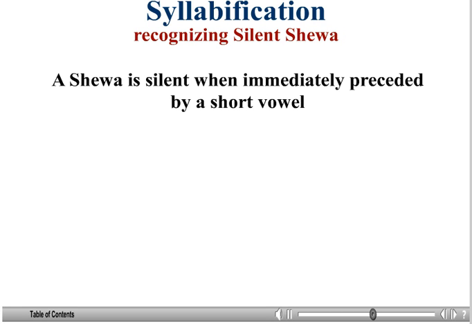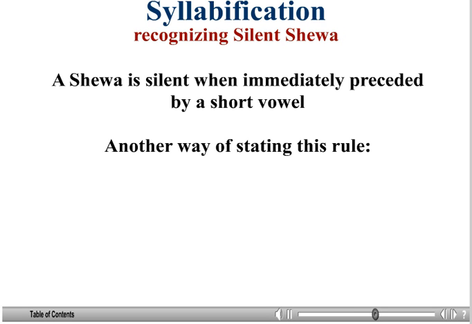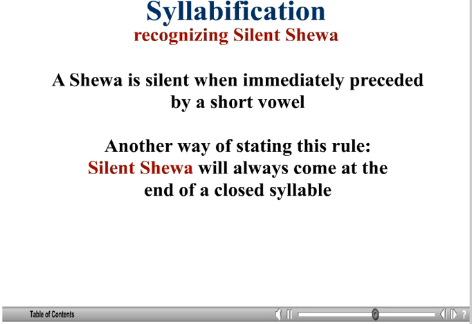The first and most important rule is stated at the beginning of the handout and then repeated in point number 1. A shaah is silent when immediately preceded by a short vowel. Another way of stating this rule is that silent shaah will always come at the end of a closed syllable. Let me repeat this. A shaah is silent when immediately preceded by a short vowel. Another way of stating this rule is that silent shaah will always come at the end of a closed syllable.